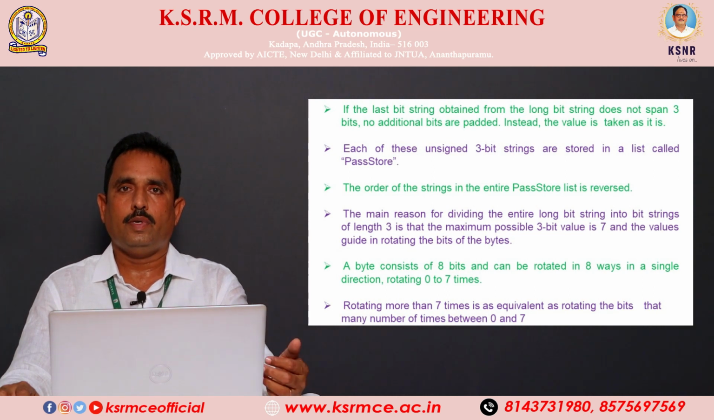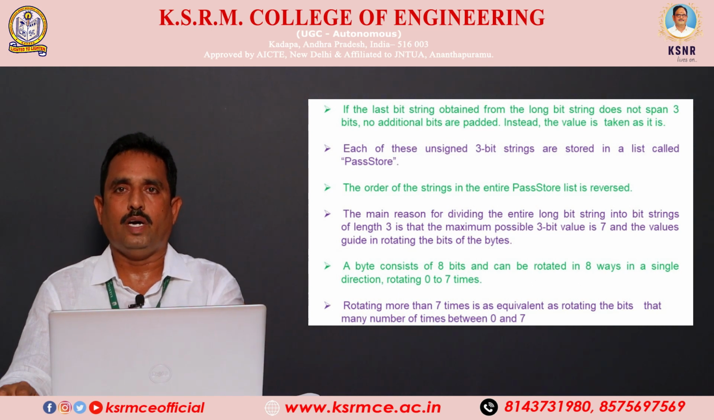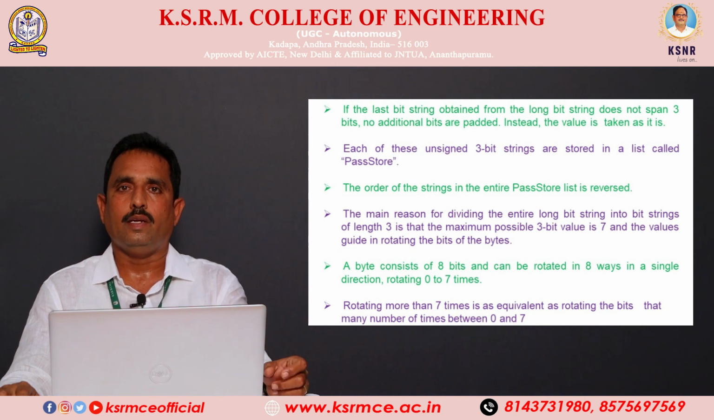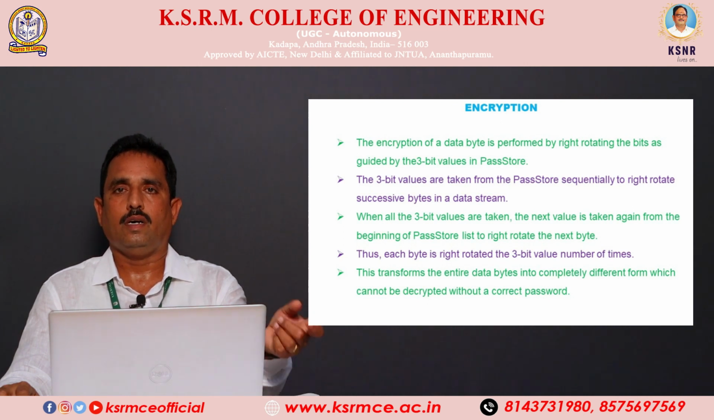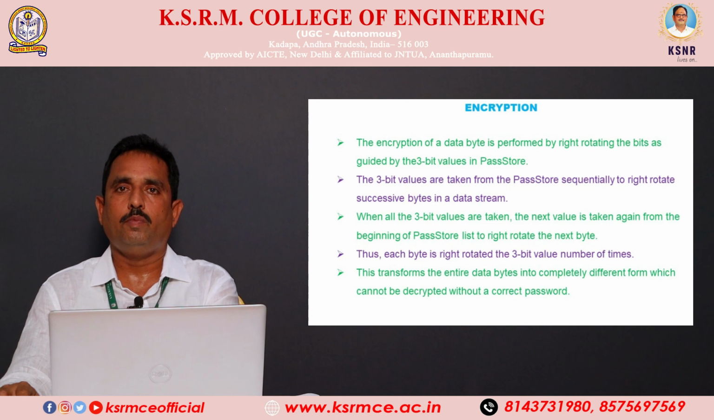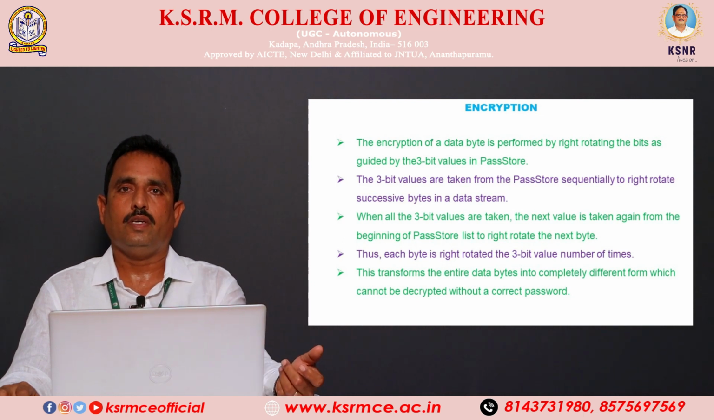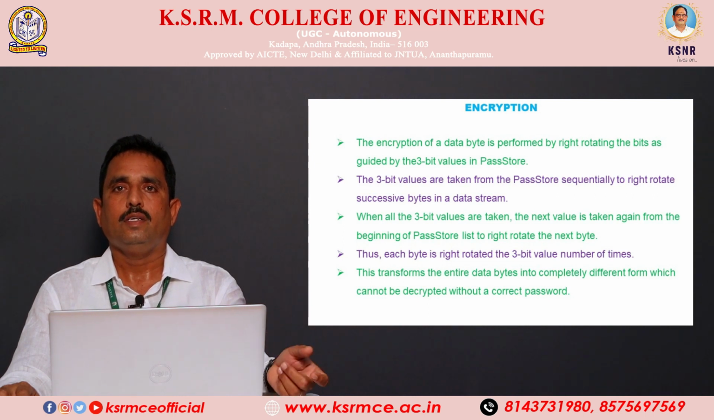So I am taking the secret information, and the first 3 bits I am taking from the pass store. The secret information is also converted into binary. Then the first byte of the secret information is right rotated the first 3 bits number of times. The first 3 bits of the pass store are 111, so the equivalent decimal value is 7. So 7 times the first byte is right rotated. Finally, the entire bits are right rotated 7 times.